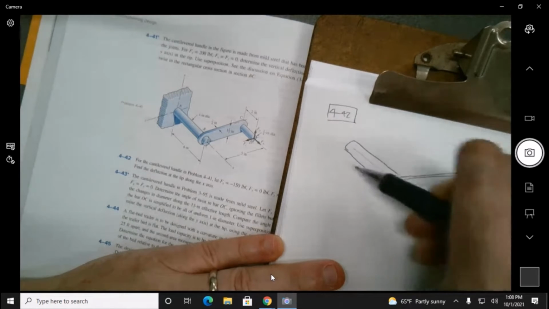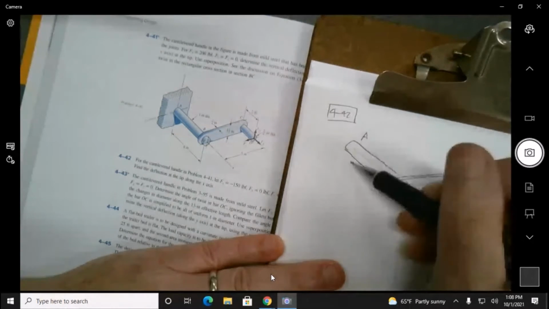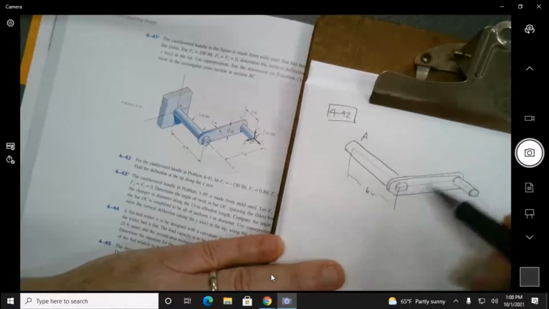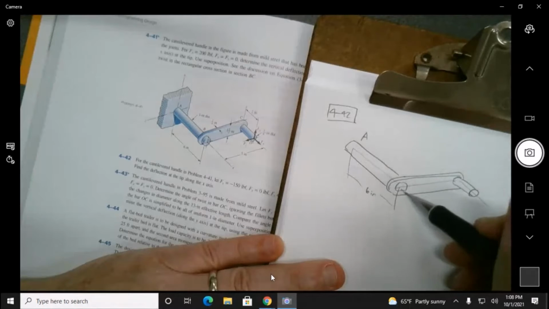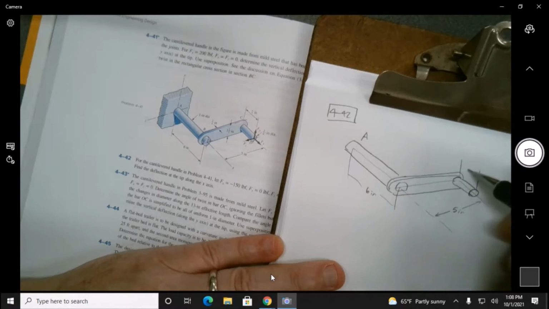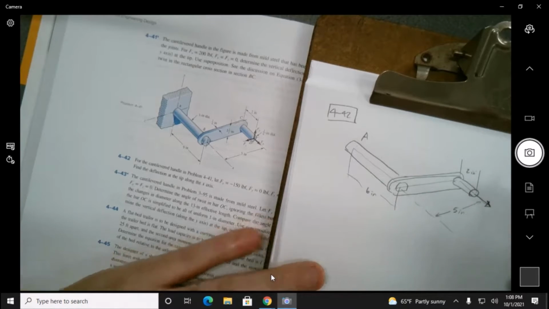All right, and so let's see. We're going to call this A, and this is going to be 6 inches. I'll label it the same way they did. It's 5 inches. Oh, I didn't make that parallel. And then this one is 2 inches. And we get a force right here. Let's label what they say.